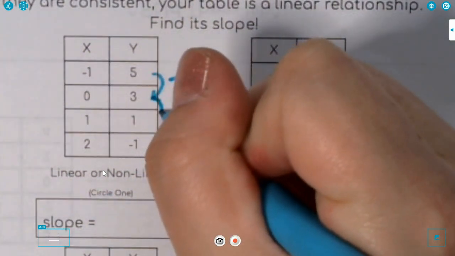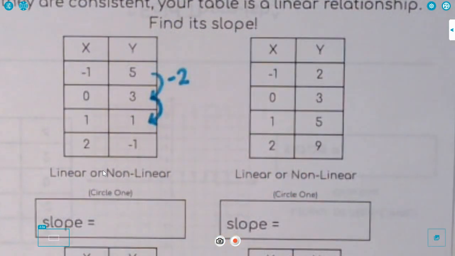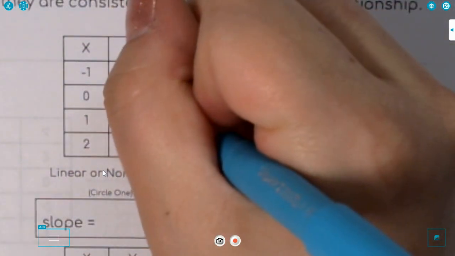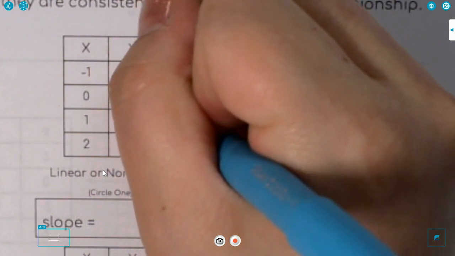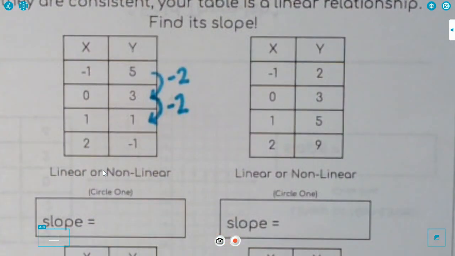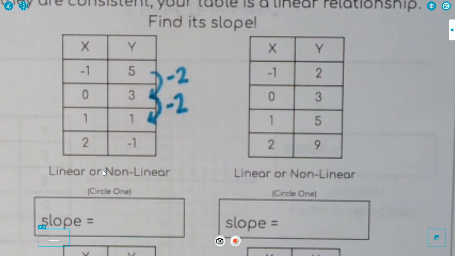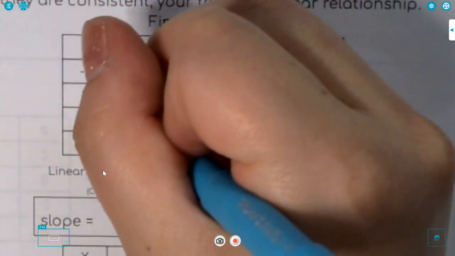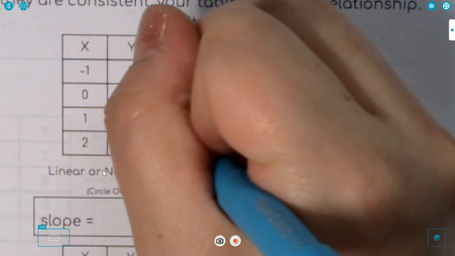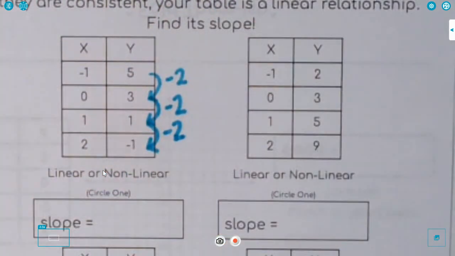From 3 to 1, I'm going down 2, because 3 minus 2 is 1. And then this one's a little tricky when you cross over the 0. 1 to -1 is also down 2. So far, the change in my Y values has been consistent.